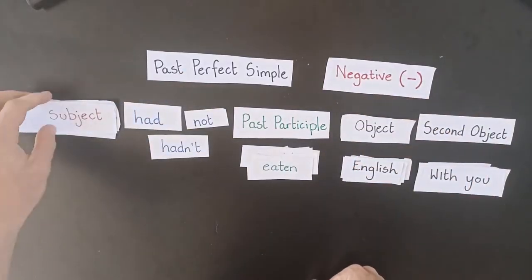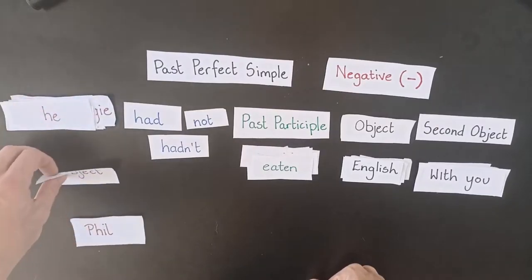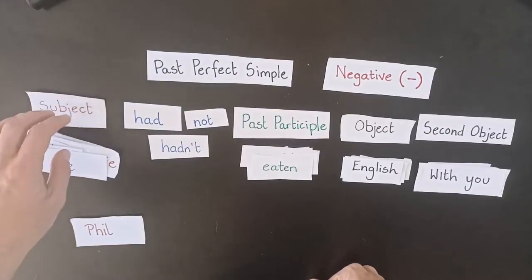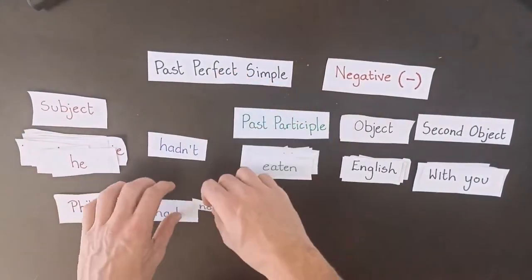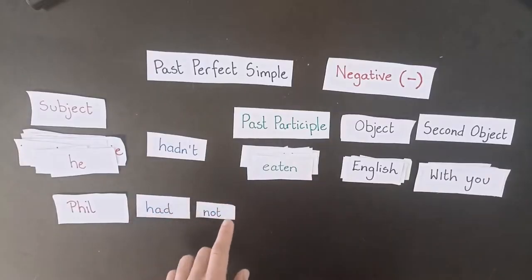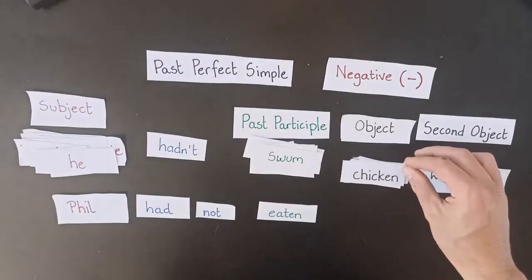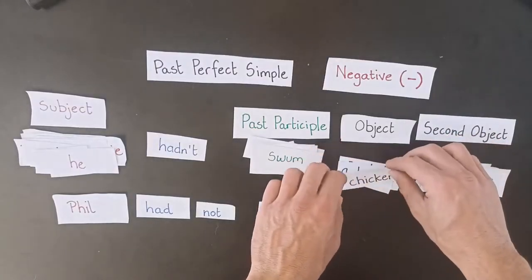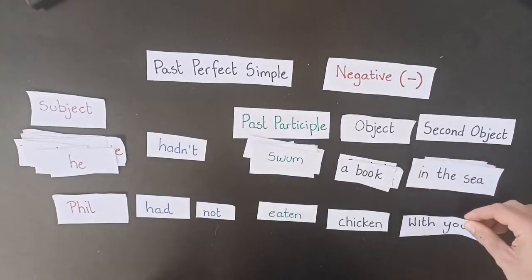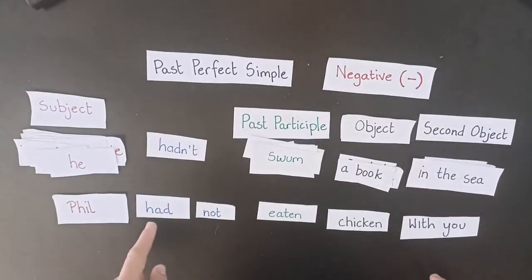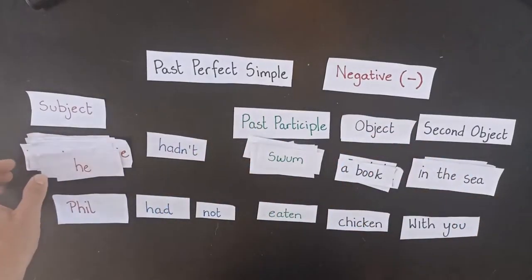Okay, let's do this. Let's start with a subject. So, today's first subject is Phil. Okay, let's have a look with Phil. Phil had not eaten. Phil had not eaten English. Let's hope not. Oh, there we go. That's better. Phil had not eaten chicken. And the second object, well, nice and easy. With you. Phil had not eaten chicken with you. Okay. Perfect. Let's have a look at the next one.